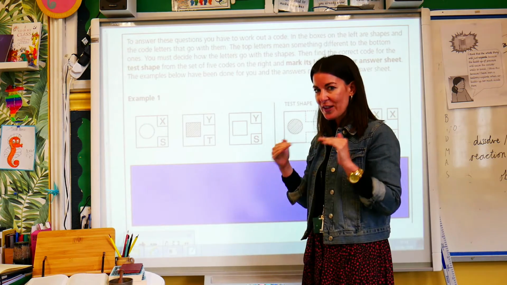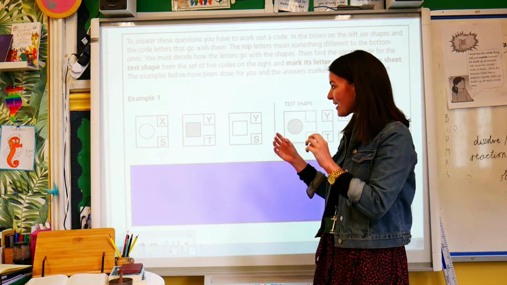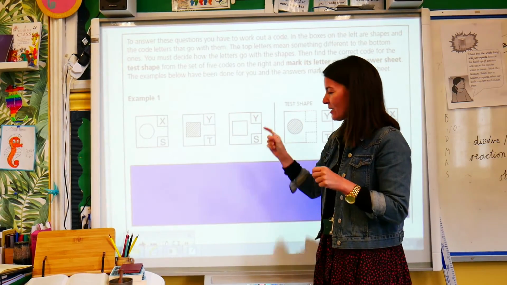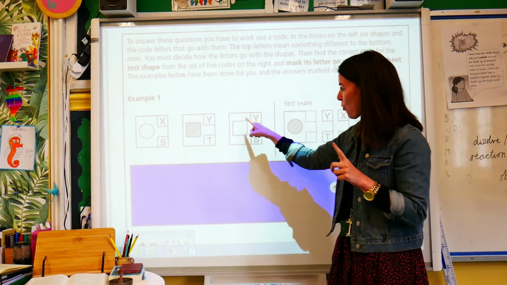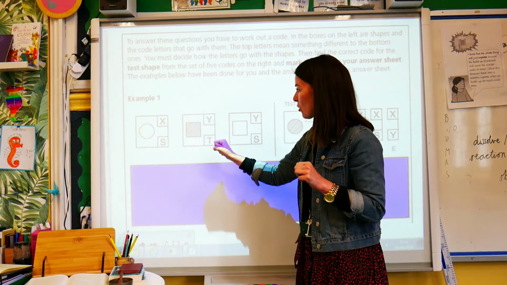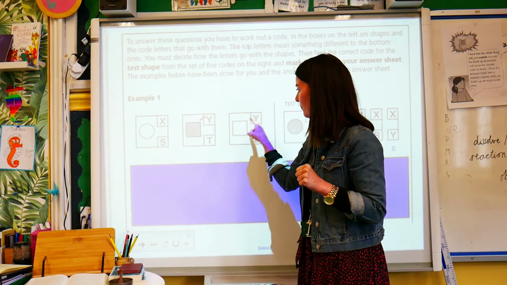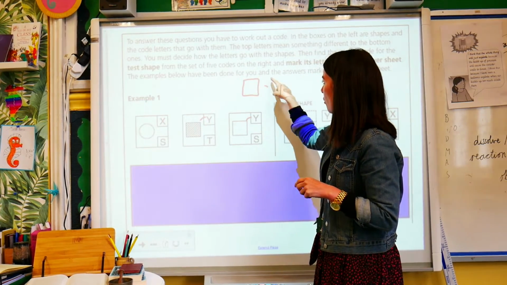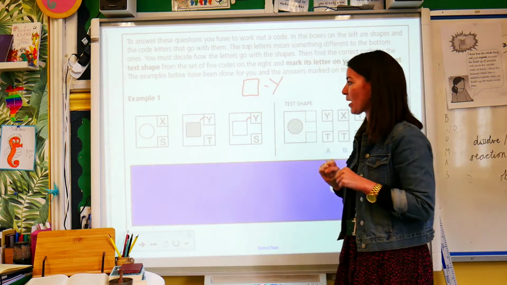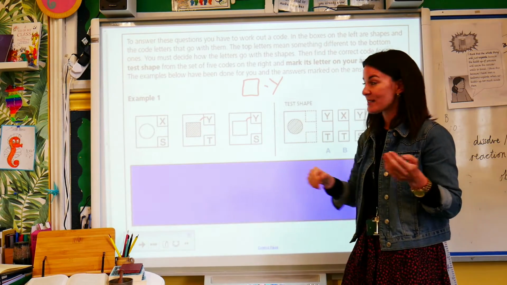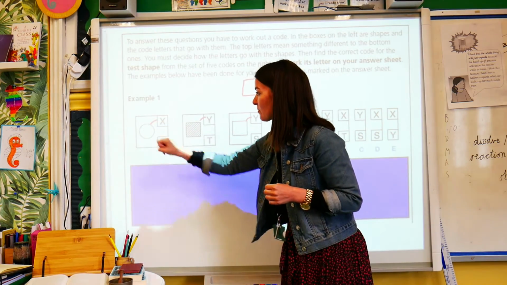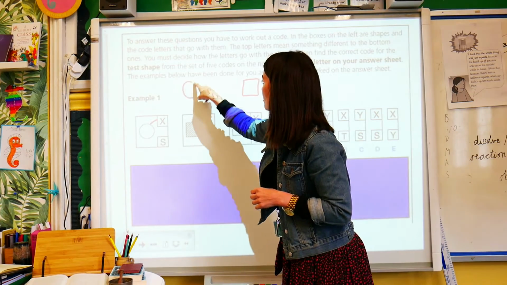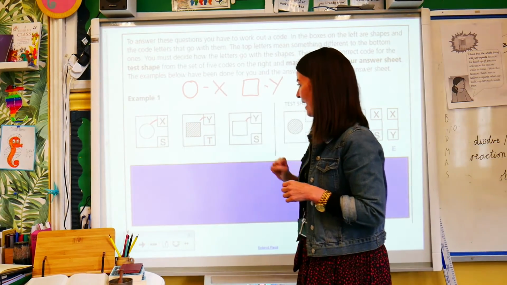Now, if I have a look at the letters, I'm looking at the connection. I see I've got X, Y, Y. So that tells me that a square is shown by a Y. I'm going to write up a little code for ourselves. So a Y is represented by a square. Now that means that this X is going to be represented by a circle shape. So again, I'm going to write that up for myself: a circle is represented by an X.